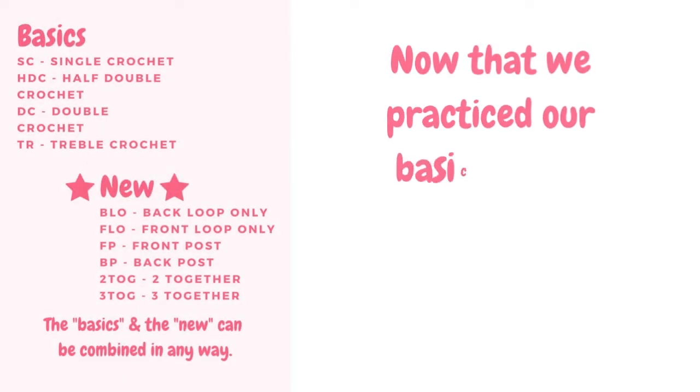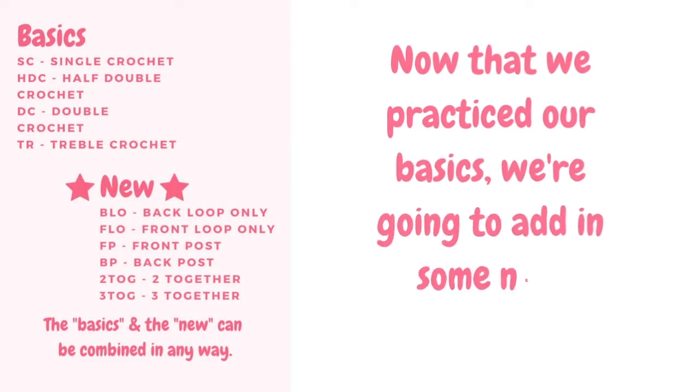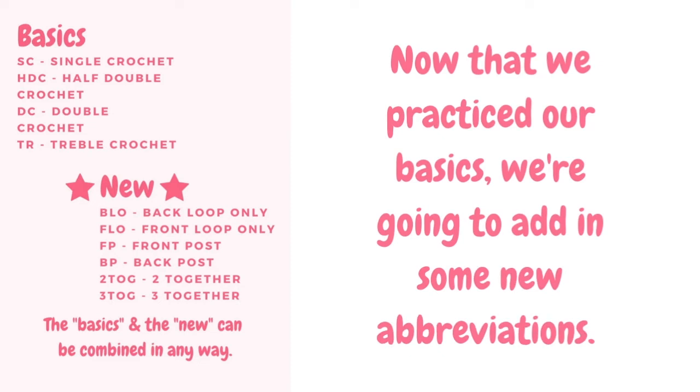Now that we practiced our basics, we're going to add in some new abbreviations. BLO, back loop only. FLO, front loop only. FP, front post. BP, back post. 2 TOG, 2 together. 3 TOG, 3 together. The basics and the new can be combined in any way. Let's see what that looks like.